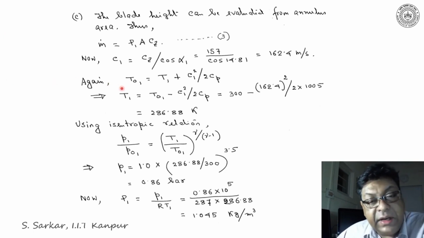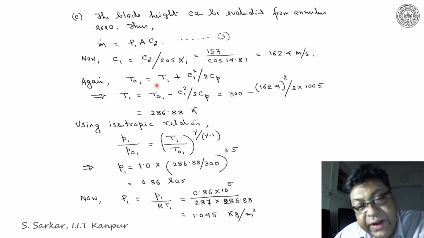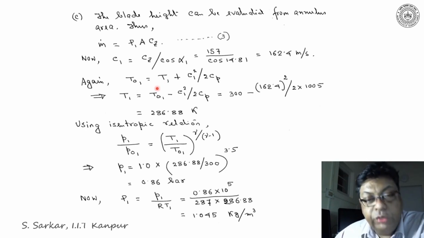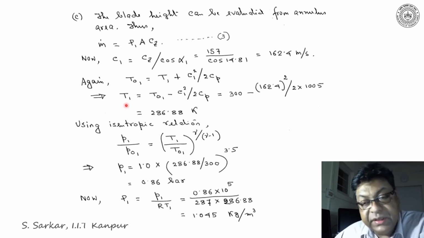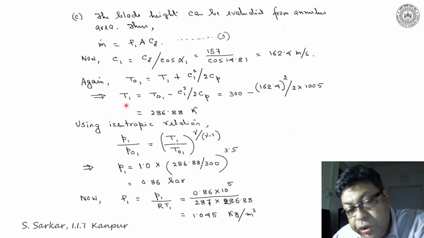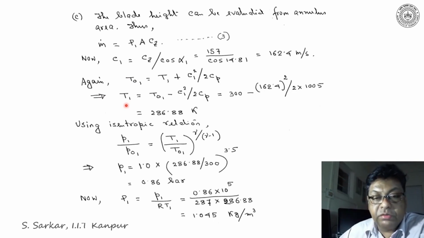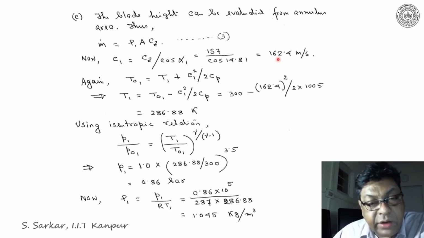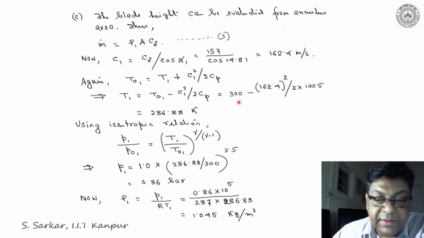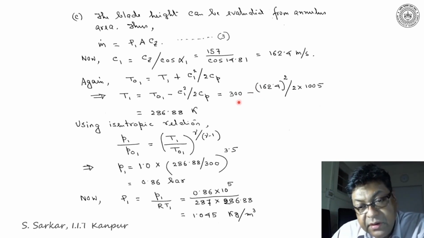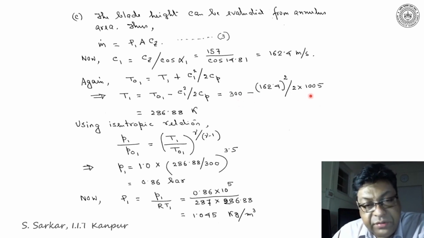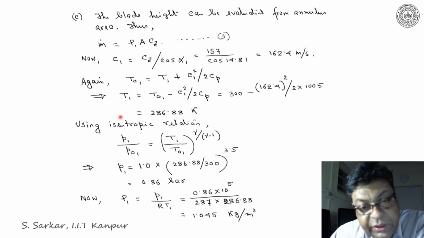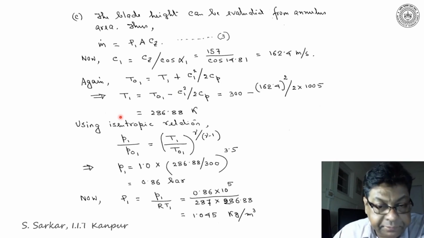Now total temperature T01 is equal to static temperature plus C1 square by twice Cp. From there, I can write T1, which is the static temperature, is equal to T01 total temperature minus C1 square divided by twice Cp. Now I have evaluated C1. I know total temperature at inlet is equal to 300. So put the whole values and you can get T1 static temperature is equal to 286.88 K.